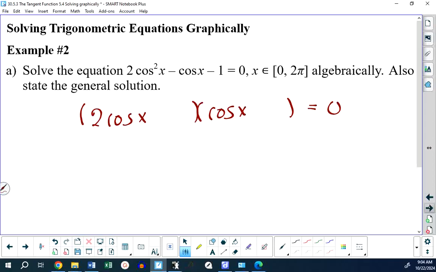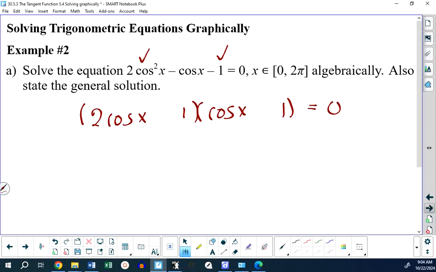You have to factor it. It has to be 2 cos x times cos x to give you the 2 cos squared of x. It needs to be a 1 and a 1 to give you a product of 1. I know that the product is not 1, it's negative 1, but the way I factor, I deal with that negative when the time comes.